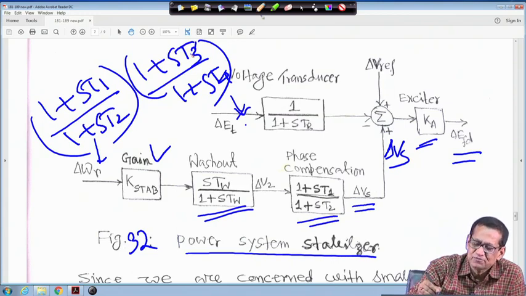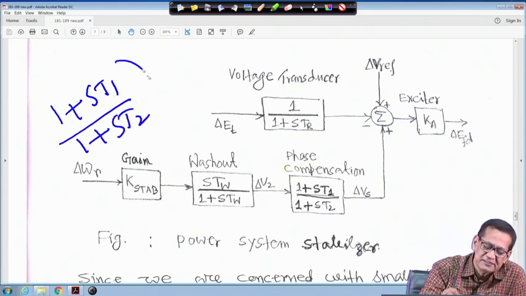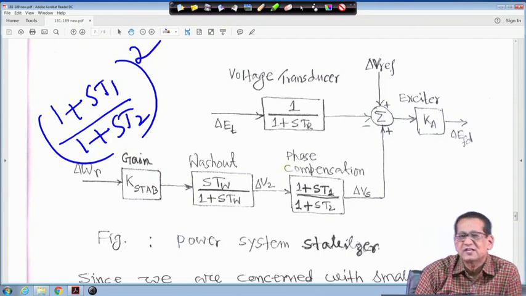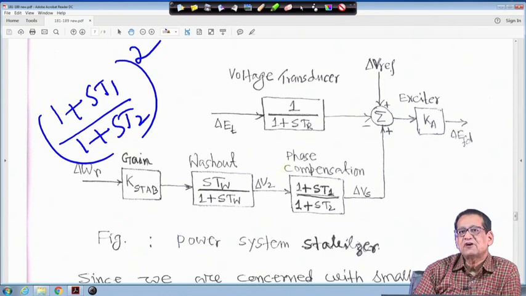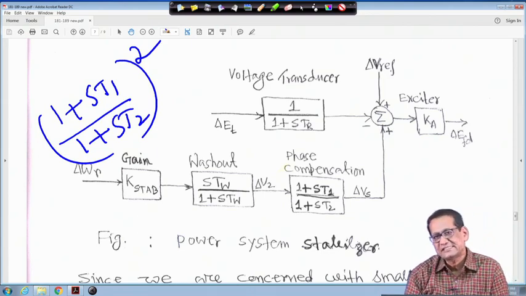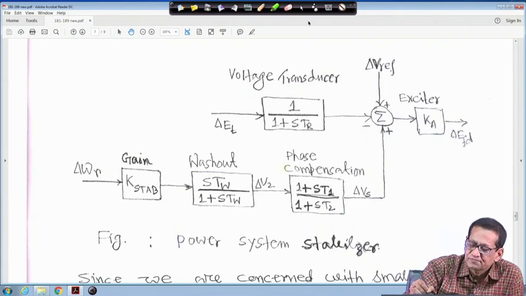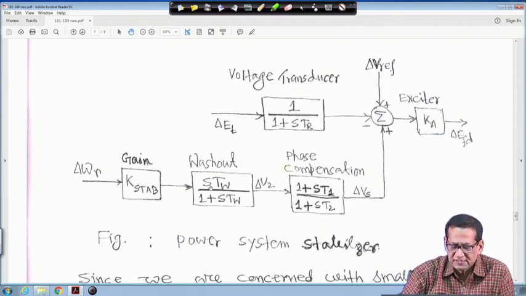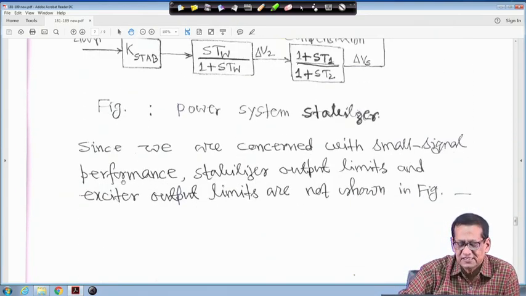Another form, depending on the system, that is sometimes helpful is 1 plus ST1 upon 1 plus ST2, sometimes squared. That means two parameters, T1, T2, but squared, and again the dimension of the system will increase. Here only one block is shown. Each block has its own function, which we will see later.